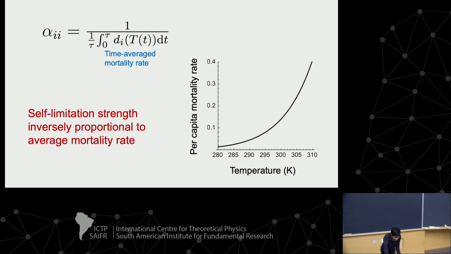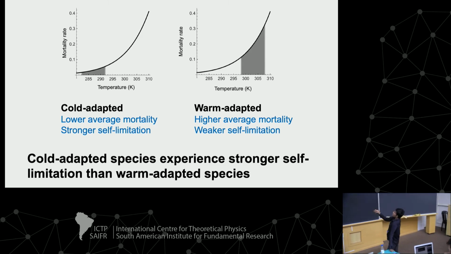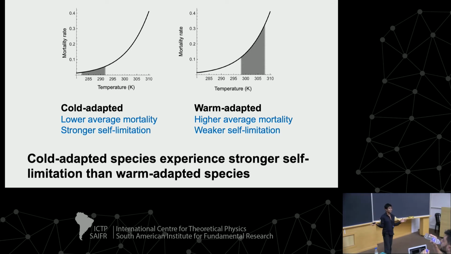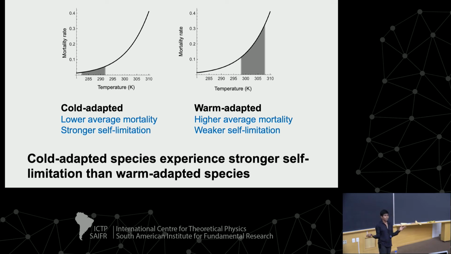Now, let's look at the mortality responses of cold adapted versus warm adapted species. So remember the mortality response goes like that. Of course, since the mortality increases with temperature, it necessarily means that cold adapted species will have lower mortality than warm adapted species, right? That's the nature of the experiment. It would be a huge problem if that weren't true, right? Because it's exponentially increasing. But what does that mean?